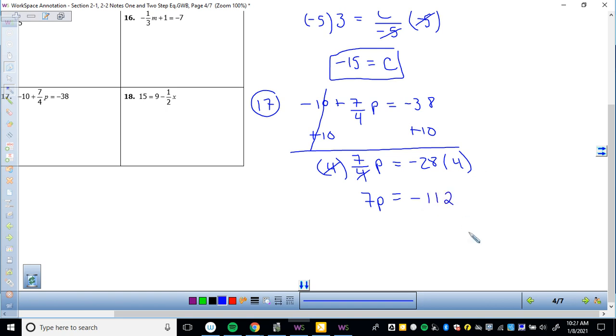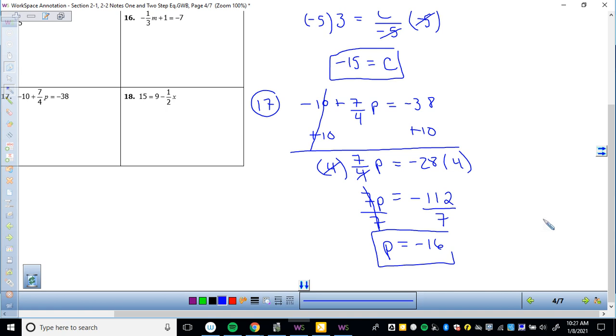All right, Jet, finish it up. Just divide by 7. Very nice. 7 over 7 is 1. That's what we want to happen. We want the coefficient, or the number in front of the variable, to be 1. And negative 112 divided by 7 is negative 16. Box your answer.